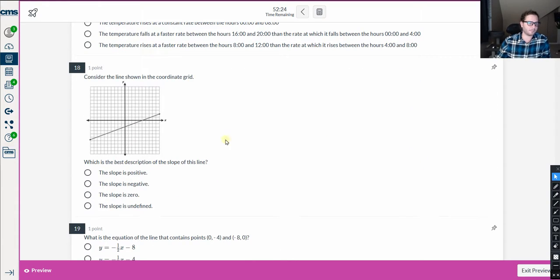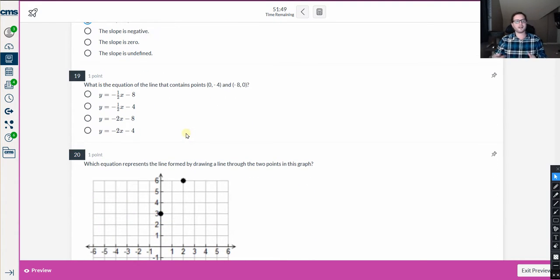And what are we at? The last 3 problems. Consider the line shown in this coordinate grid, and it asks what best describes the slope of this line. So the slope, it's moving in a straight line, so it's linear. It is going up from left to right, so that makes it positive. If it was negative, then the line would be moving more in this direction. If the slope was 0, it would be a perfectly straight horizontal line. Undefined, it would be a perfectly straight vertical line going up and down.